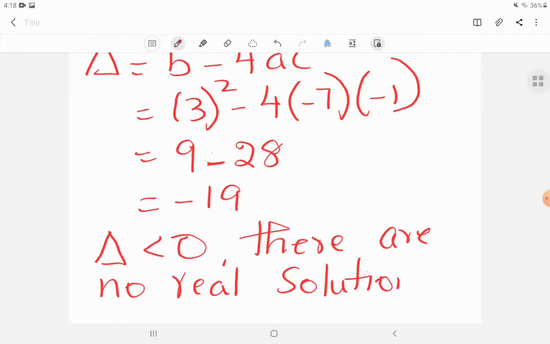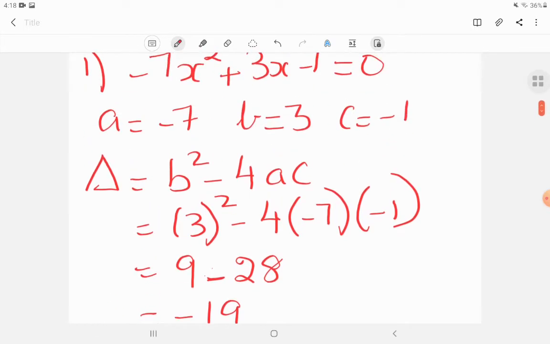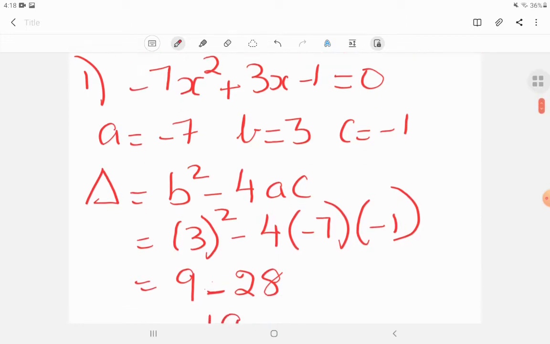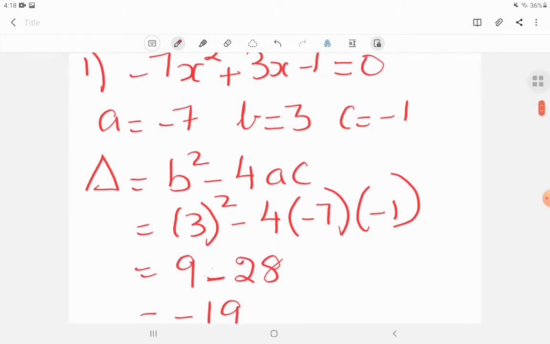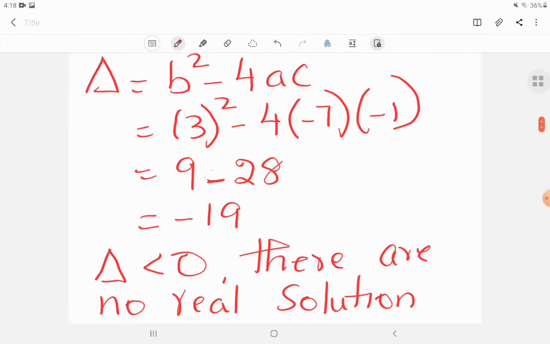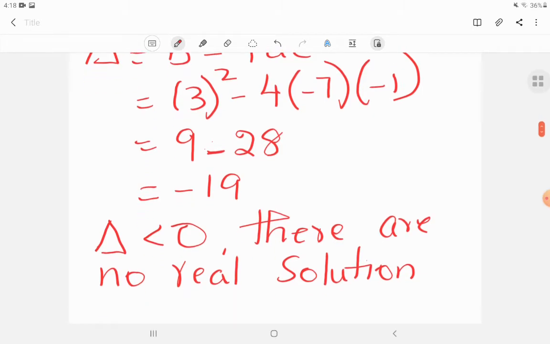Let's go through this example once again. We have the example minus 7x squared plus 3x minus 1 is equal to 0. We write down the values for a, b and c, and substitute them into the formula delta is equal to b squared minus 4ac. Therefore we get the delta value is minus 19. When the delta value is less than 0, that means there is no real solution.